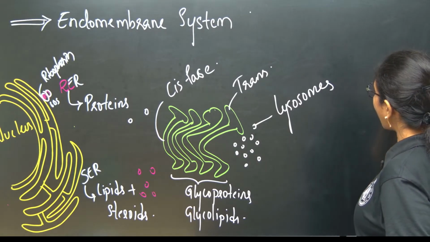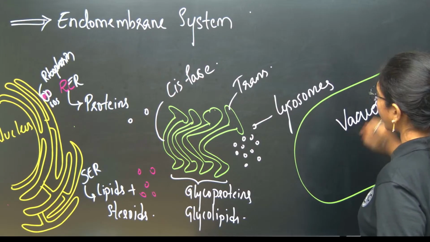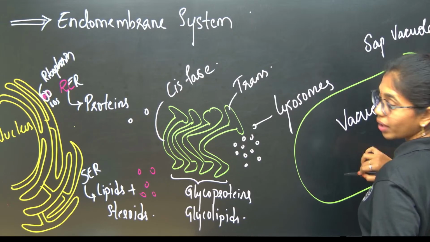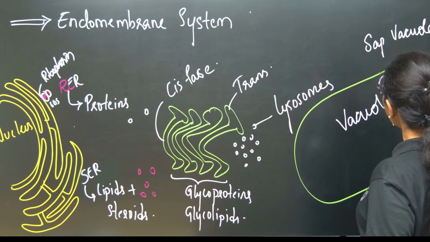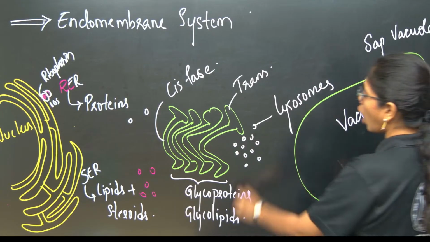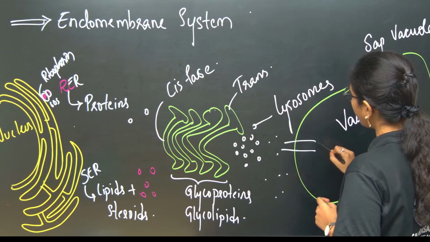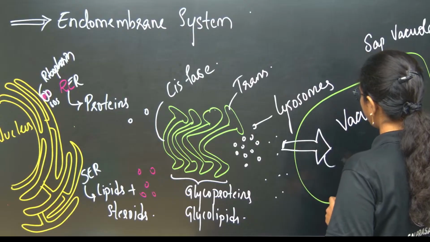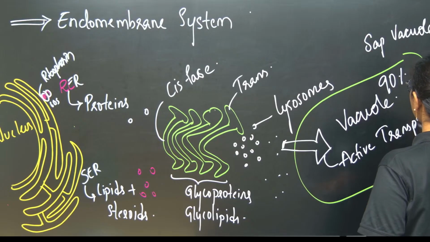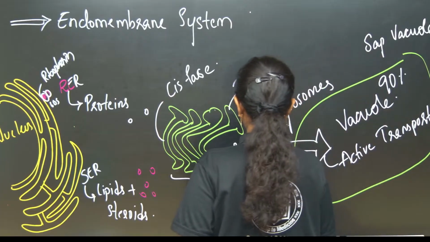These lysosomes are deposited inside the vacuole, which is the sap vacuole in the plant cells. Okay, this vacuole occupies 90% of plant cell volume. Fine. So, inside the vacuole, all the materials which are digested inside the cytoplasm are deposited in what way? Active transport. Remember, this is very important. They are deposited through active transport, that is by the utilization of energy, from low concentration to high concentration.